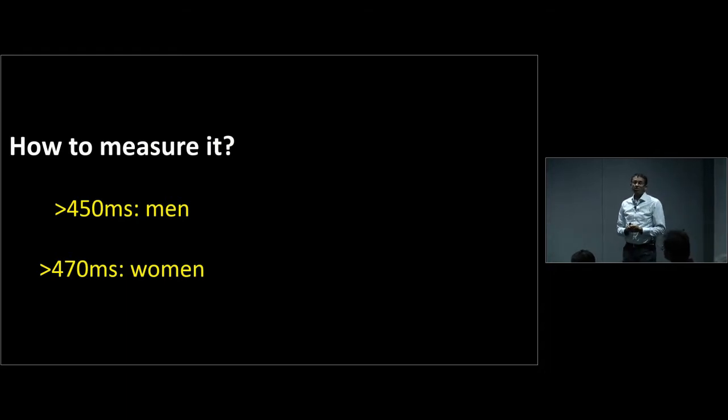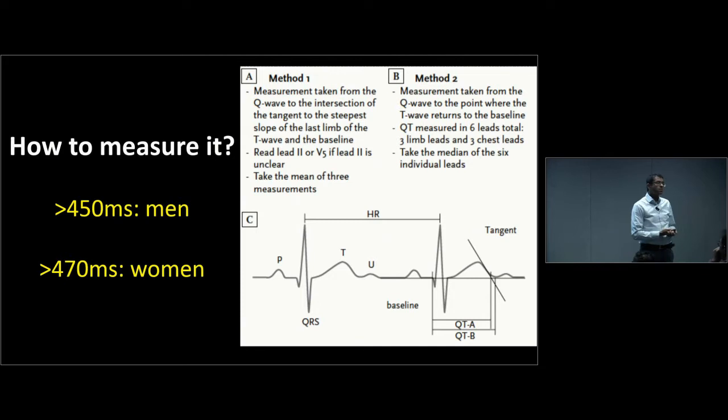The definition of QT prolongation is more than 450 milliseconds in men and more than 470 milliseconds in women. There are a couple of methods of measuring it. But in essence, it is from the onset of the QRS, so the onset of the Q wave or R wave, depending on what comes first, to the end of the T wave. The tangent method is probably better regarded than the first, but either is good. Essentially what you're doing is taking a tangent of the steepest part of the T wave slope and intersecting that with the T wave baseline. And that is the measure of your QT.